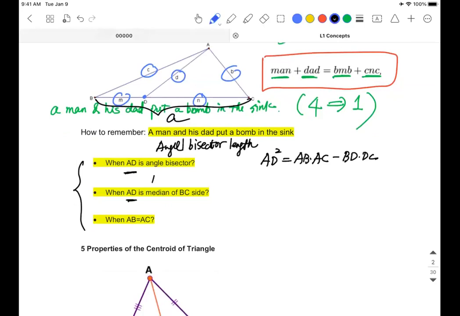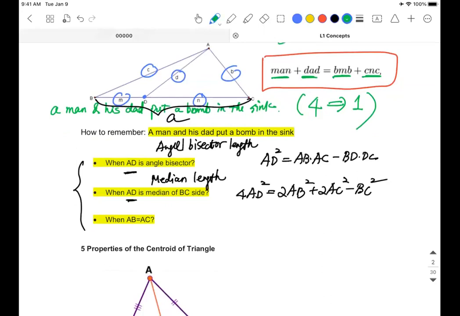That's actually the famous median length theorem. So 4AD squared is going to be equal to 2AB squared plus 2AC squared minus BC squared. That's going to help you to determine the length of a certain median given in a triangle.